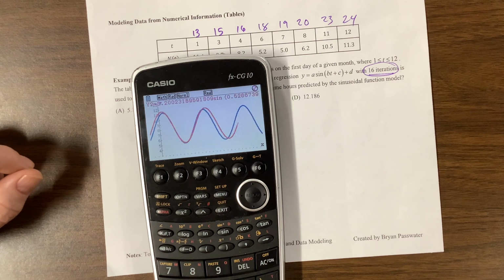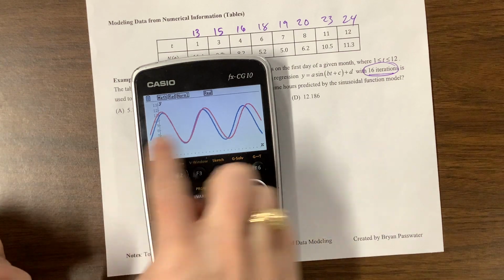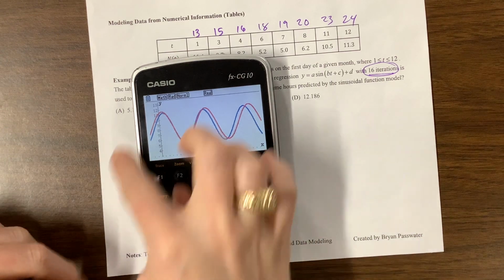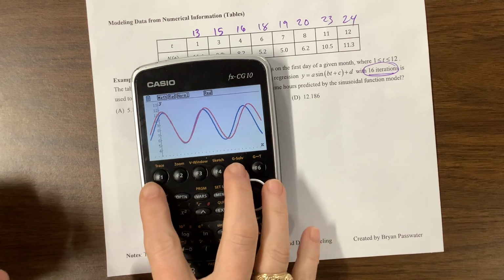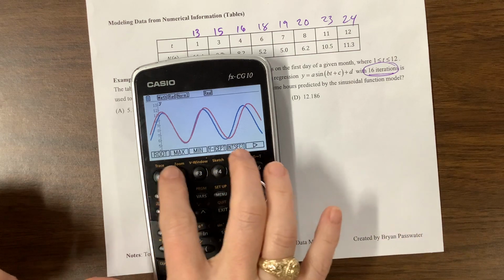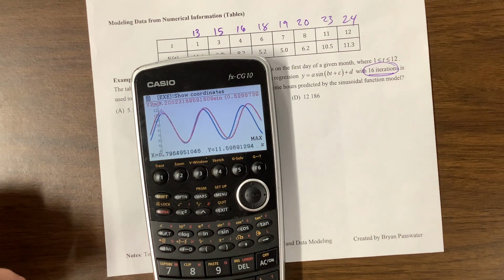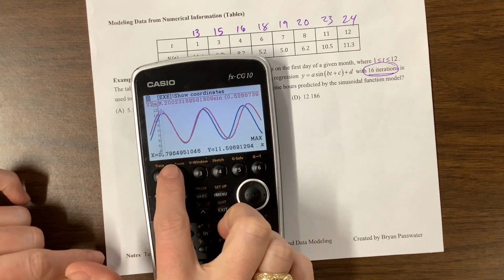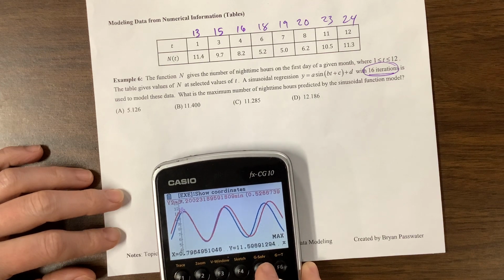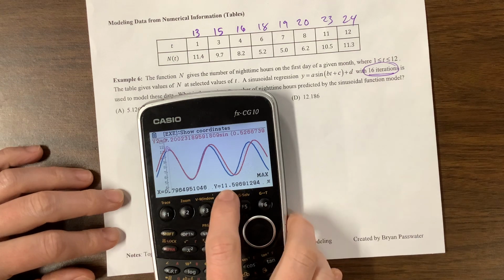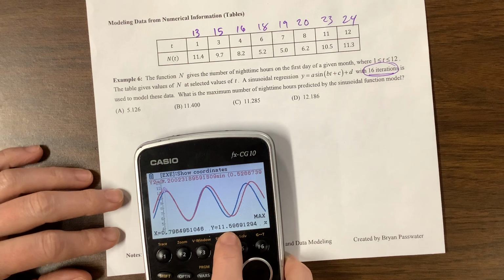There was our first graph. Here's the second one, and as we have more iterations, the graph perhaps gets more accurate or less accurate. I don't know. We can G-solve and find the maximum value. We don't want the blue one, we want the red one. Enter. What is the maximum number of nighttime hours predicted by the sinusoidal function? Now we're at 11.95, which isn't an answer either.